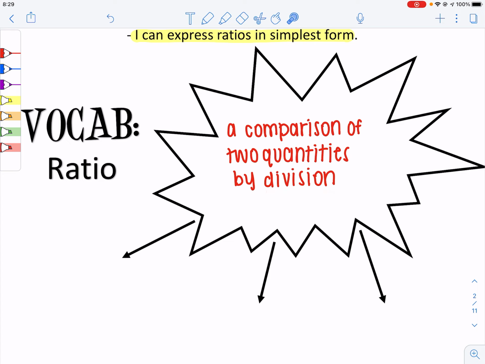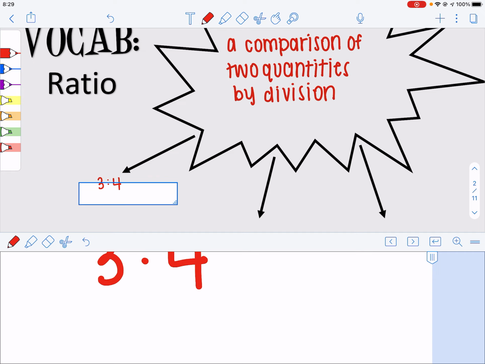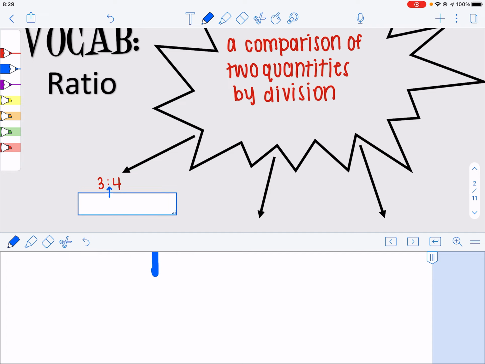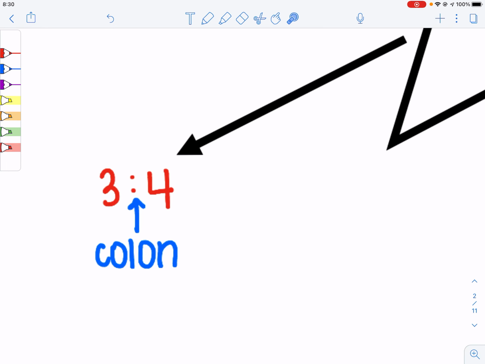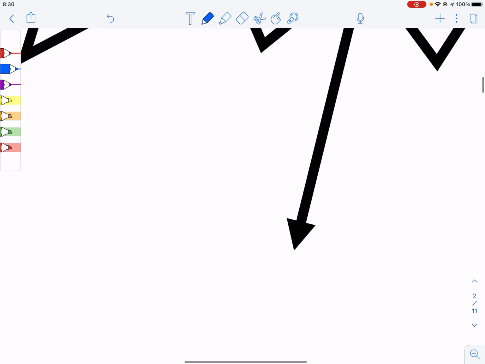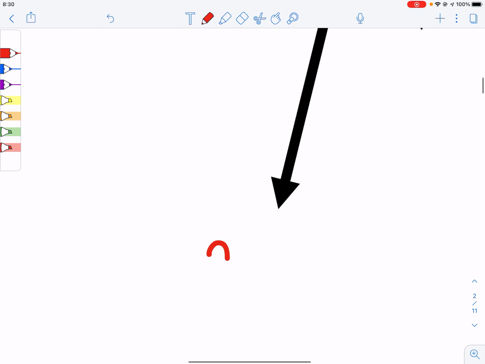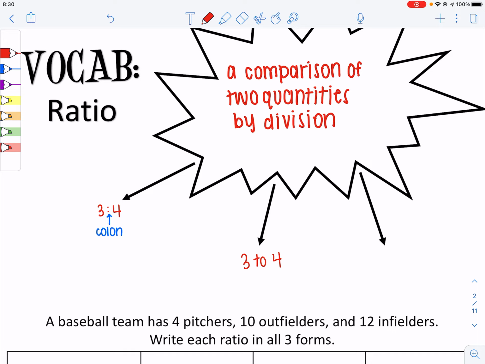Okay, and there's three ways to show ratios. These three arrows right here, we're going to write out our three different ways of how you can show ratios. The first way you can write a ratio is just by using a colon. So you would put something like 3:4, and these dots right there are called a colon. That's one way to write a ratio. Another way you could write a ratio is 3 to 4, with the word "to" in the middle.